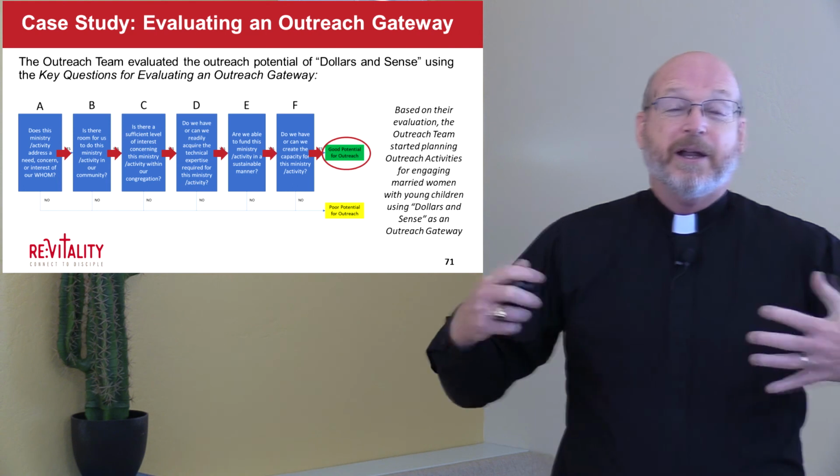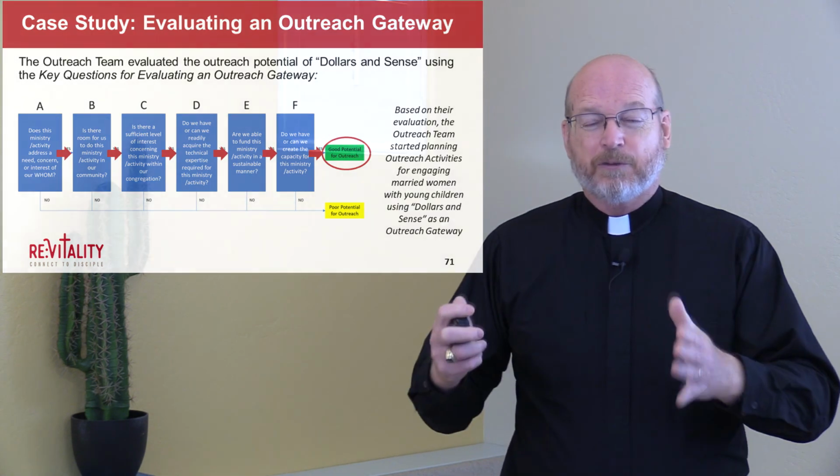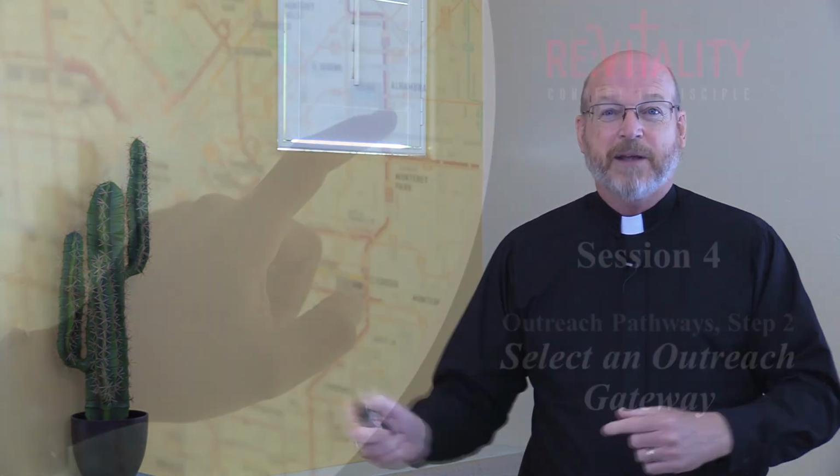Now you're going to do an exercise where you're going to work through step 2 of building this outreach gateway. You'll pick up where you left off. You've identified your whom. Now you're going to identify an activity or ministry in your congregation that has the potential of being an effective outreach gateway, and use these 6 key questions to help guide you in your discussions and make that selection.